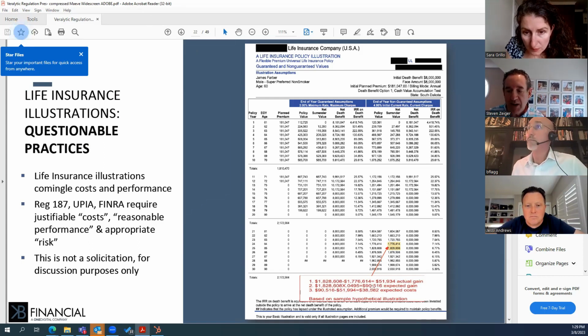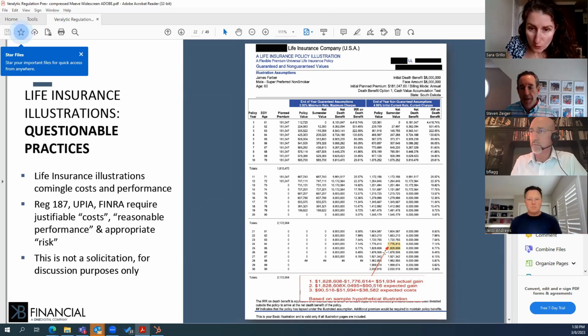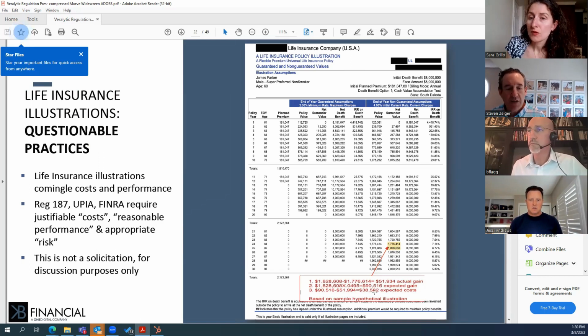And we want to figure out what our expected gain was. Multiply 1.828 million times 4.95%. Our expected gain is $90,000. Simple math. Well, if we take our expected gain of $90,000, subtract our actual gain of $51,000, we had expected costs of $38,000. Everybody with me?